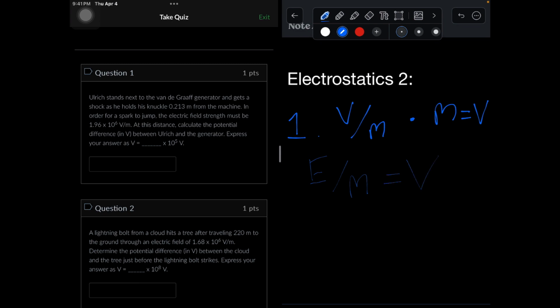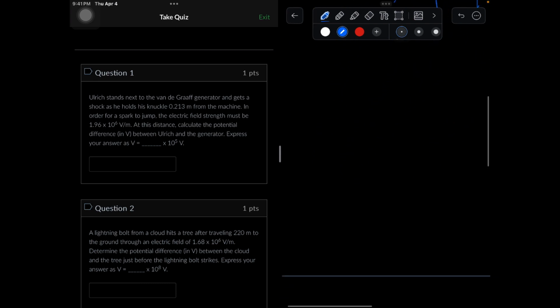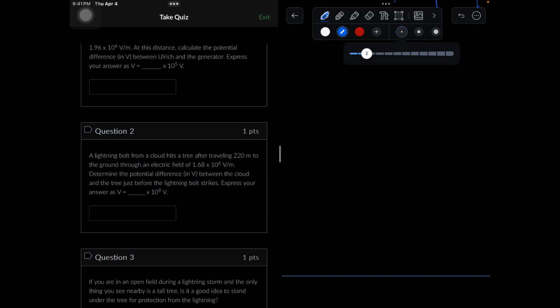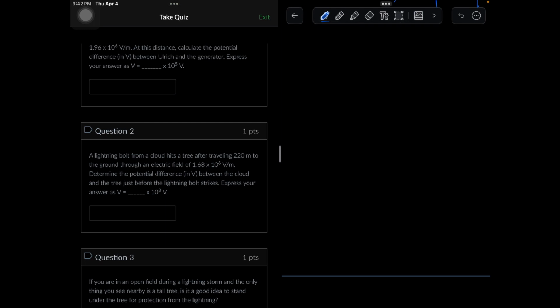Simple enough. And now the second question states that a lightning bolt from a cloud hits a tree after traveling 220 meters. The electric field strength is 1.68 times 10 to the power of 6 volts per meter, and you want to find the voltage or the potential difference. In this scenario, you would do the same thing: evaluate the units, take the electric field strength, multiply it times the distance, and that would result in the direct voltage that you need.